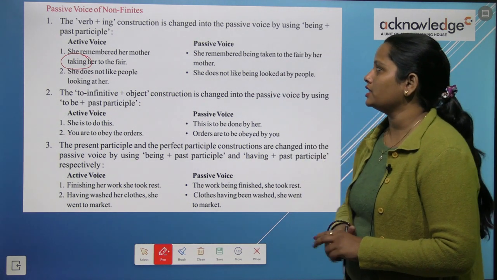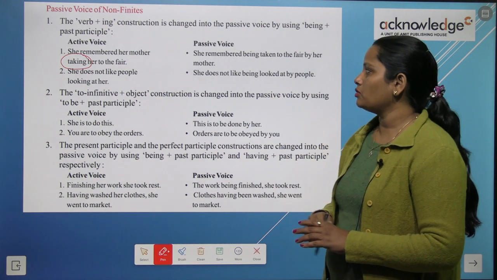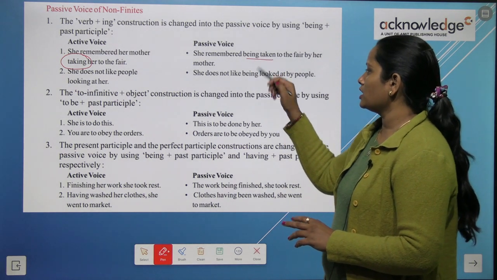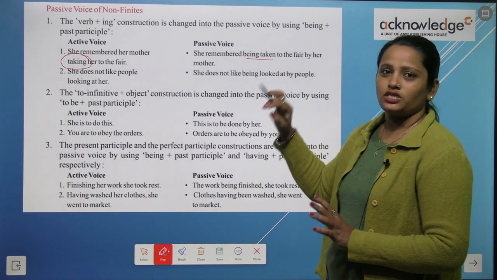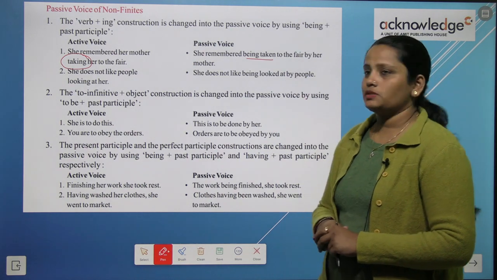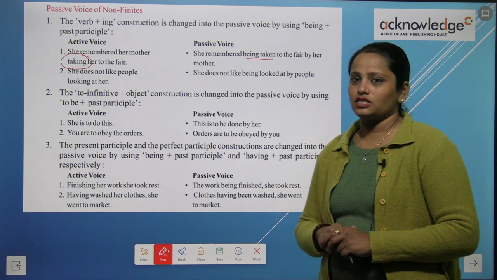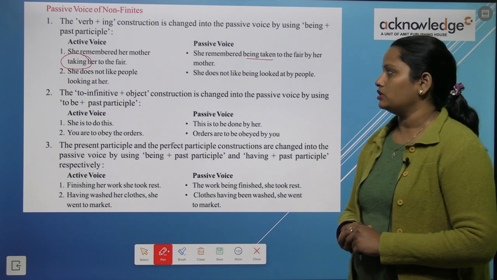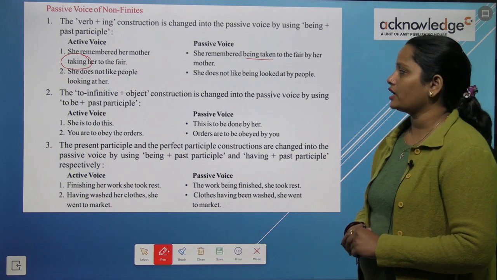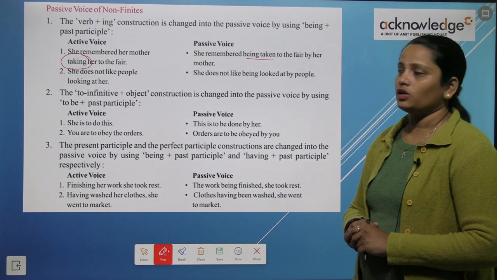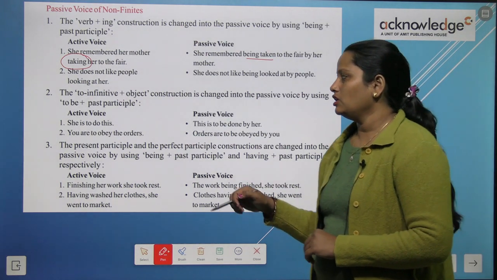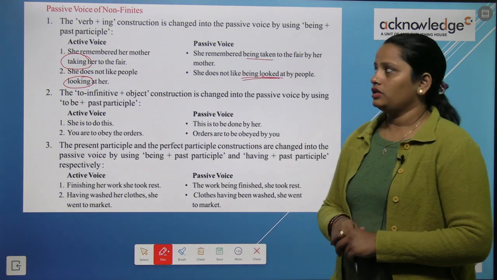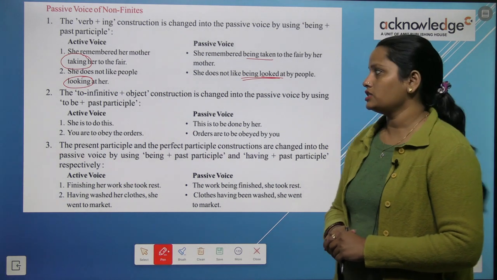Now we have changed this sentence into the passive voice. So: She remembered being taken to the fair by her mother. Here we have put being taken because we changed taking, removing ing and writing its past participle form. So being taken is used here, being plus taken to the fair by her mother. Now: She does not like people looking at her. She does not like being looked at by people. So again here looking we changed to looked, being looked. Here again the past participle form is used.